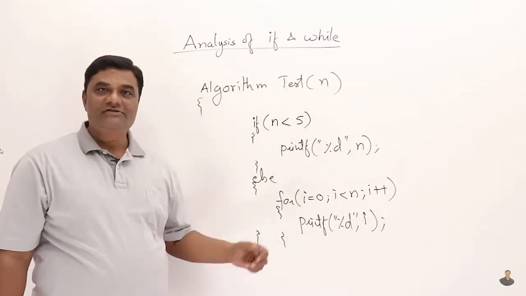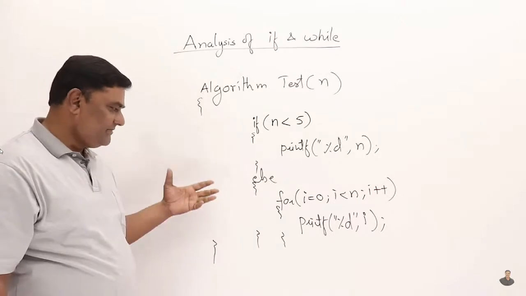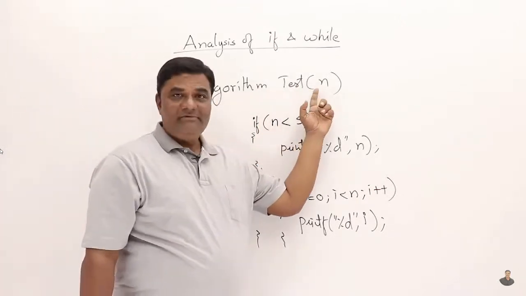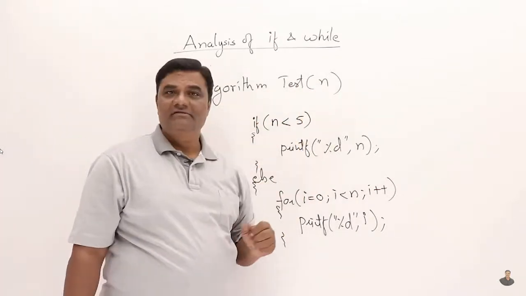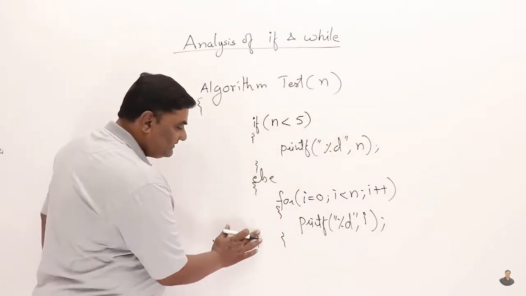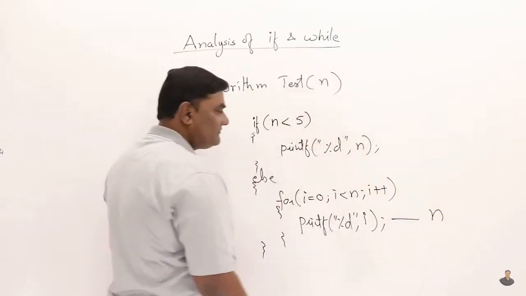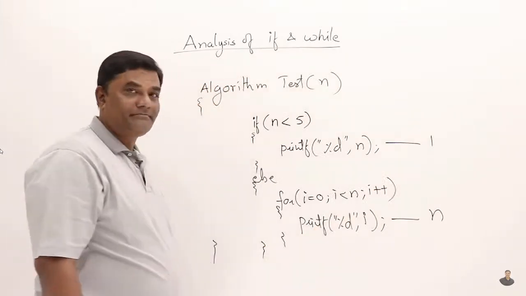Yes, I'm taking one example here which will show what happens if there is an if. Just a random code I have written here. It's not meaningful, it's not doing anything. Algorithm test is taking some parameter n. If n is less than 5, just print n. If n is greater than or equal to 5, then enter the else part and repeat this loop. So how many times is this loop going to execute? This will execute for n times. And what about this? This will execute for 1 time.